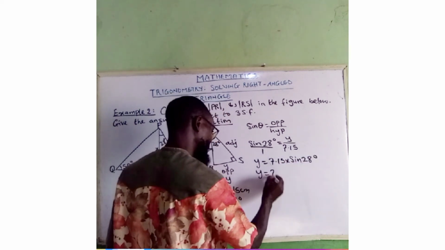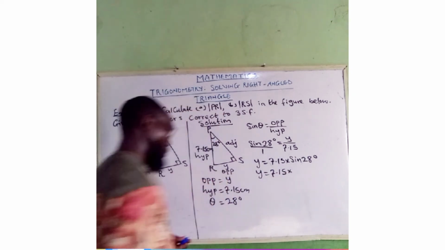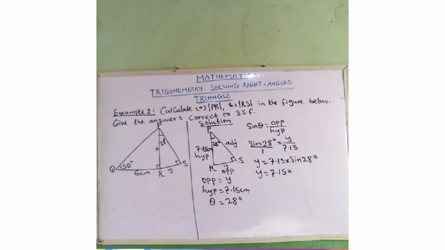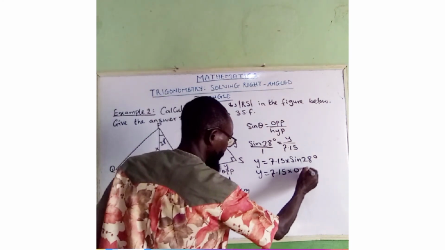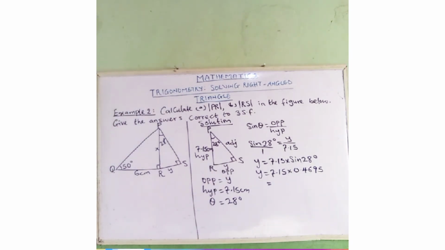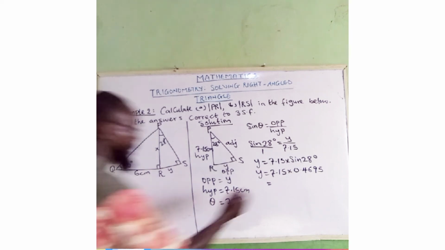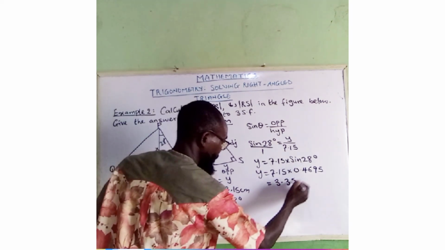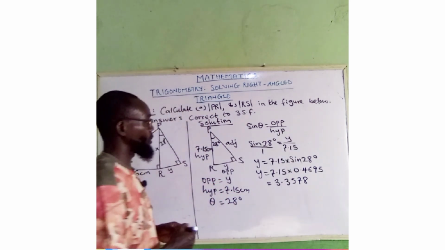So y equals 7.15 multiplied by sine 28 degrees. To check our sine 28 degrees, using your four figure table, you check 28 under 0, or you press your calculator by pressing sine 28 degrees. So when we press sine 28 degrees, we have 0.4695. So multiplying it with 7.15, we are going to have 3.3578. Now, back to the question.